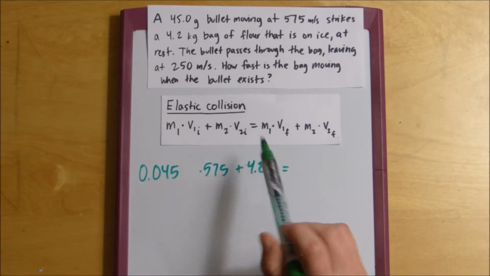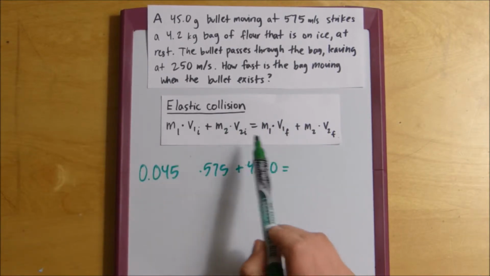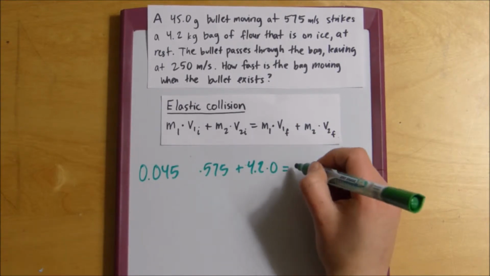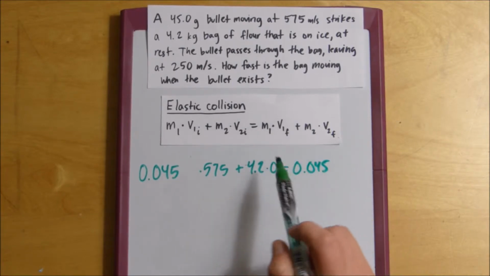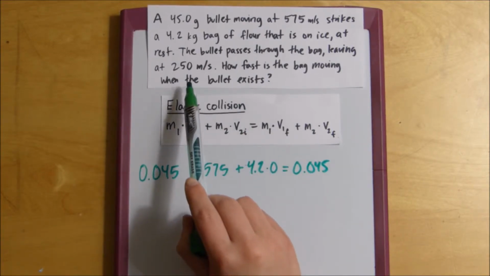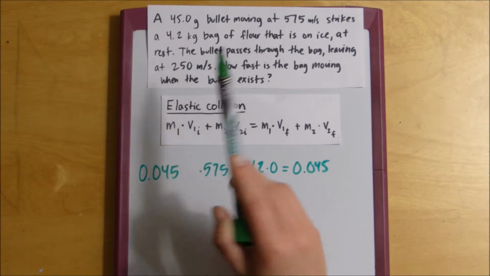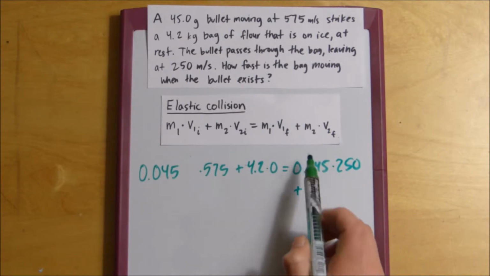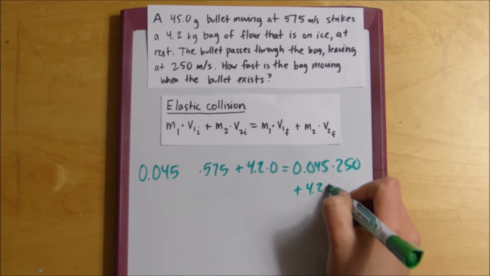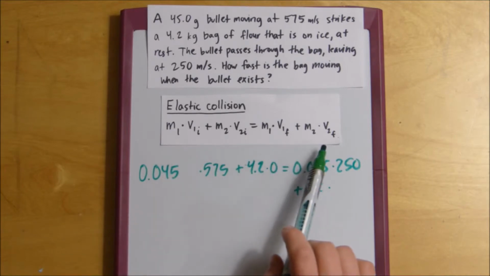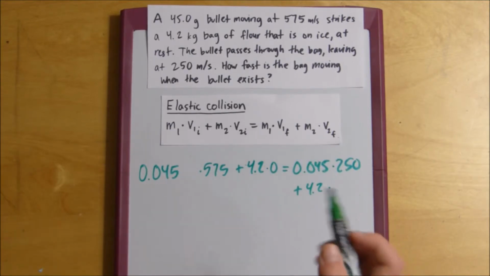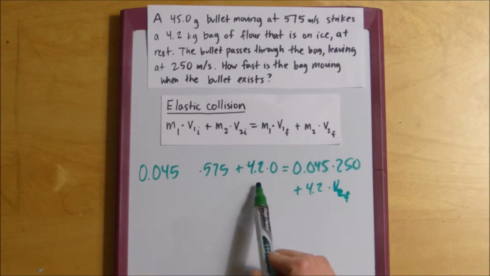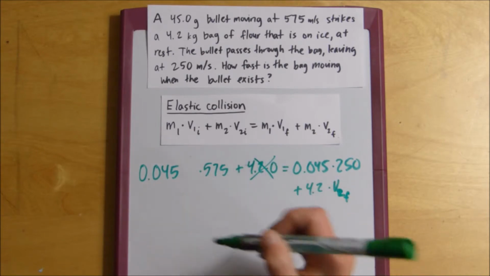Whatever we set as our mass 1 must be consistent, so we can't just say that now the bag of flour is mass 1, we have to say that the bullet is mass 1. So 0.045, and then the problem tells us that it leaves at 250 meters per second, so that's our final, 250. And now we add mass 2, that's 4.2, and multiply it by velocity 2 final, which we don't know, it's what we're solving for, right? So we know that 4.2 times 0 is just going to go away.